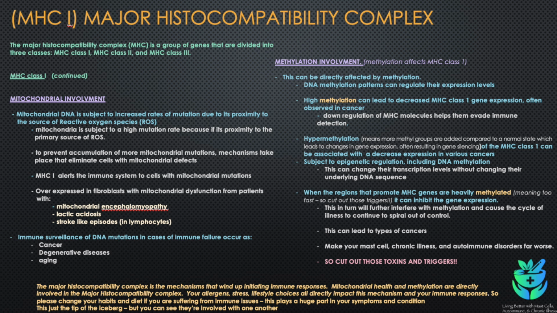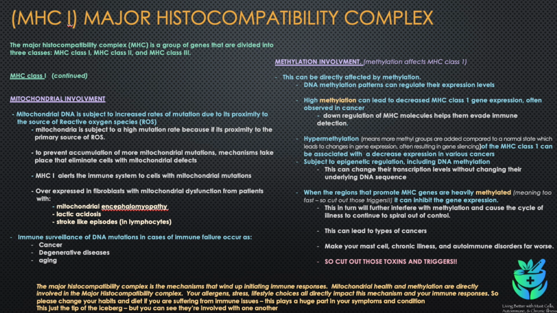This in turn will further interfere with methylation and cause the cycle of illness to continue to spiral out of control. So it's going to also then create more mitochondrial issues. This can lead to types of cancers. This can wind up making your mast cells, chronic illness, and autoimmune disorders far worse. So please cut out your triggers and toxins.